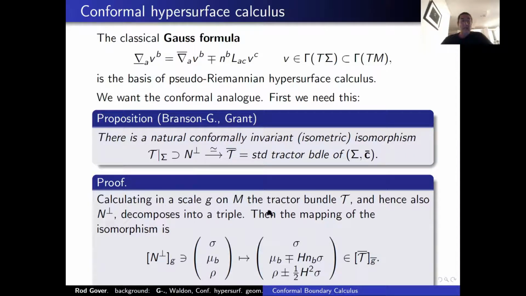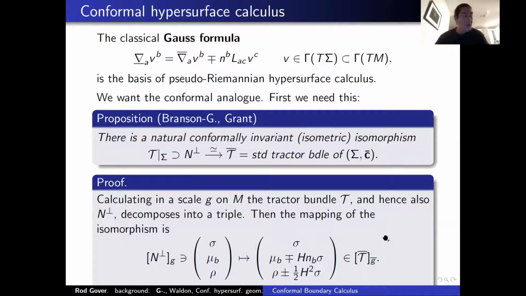So if you calculate in a scale on the ambient manifold, the tractor bundle, and so n-perp, decomposes into a triple, and then the isomorphism is just given explicitly here. So here, sigma, mu, and rho have to satisfy that they're orthogonal to n. So this is in the perp of the normal tractor. And then you simply map that triple to the triple over here, and this gives you an intrinsic tractor bundle triple. So this then transforms correctly that way. And you can see that the mean curvature is appearing. So I mean, this is the most obvious thing. In other words, sigma, mu, and rho again, except the mean curvature is there.